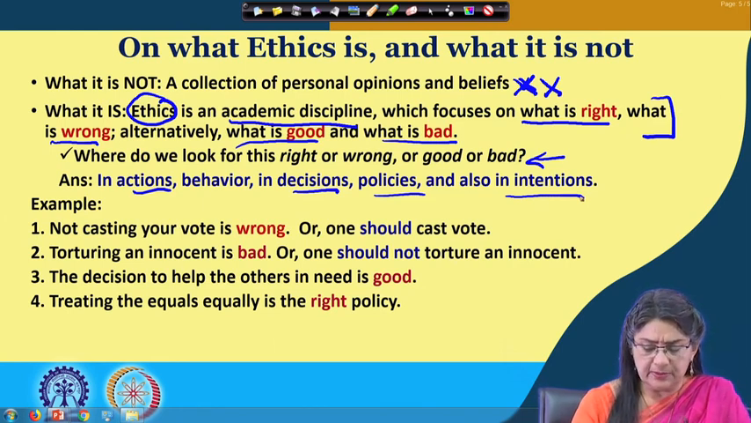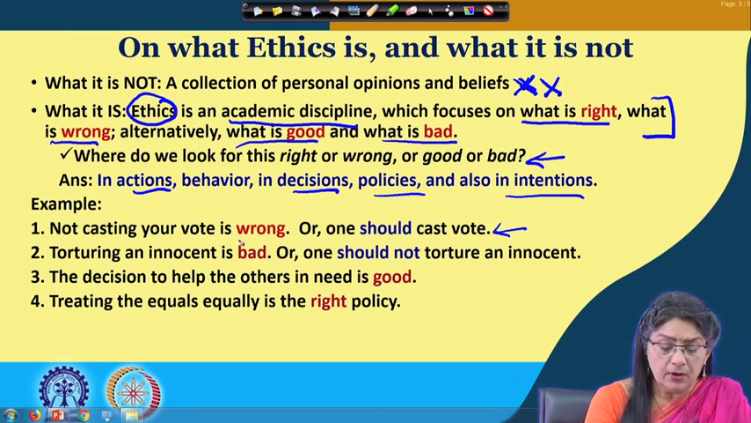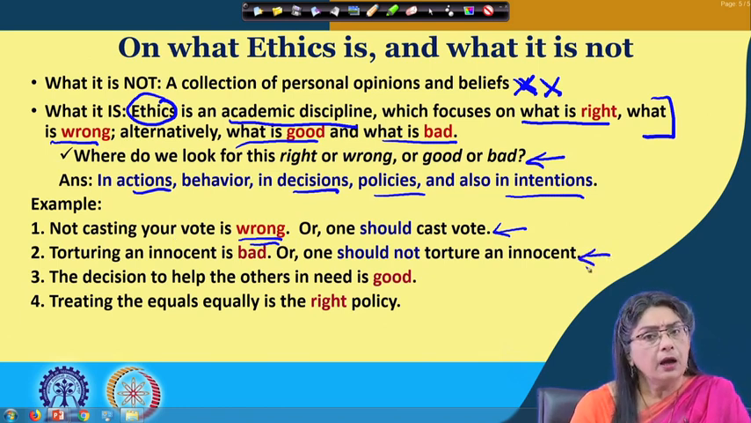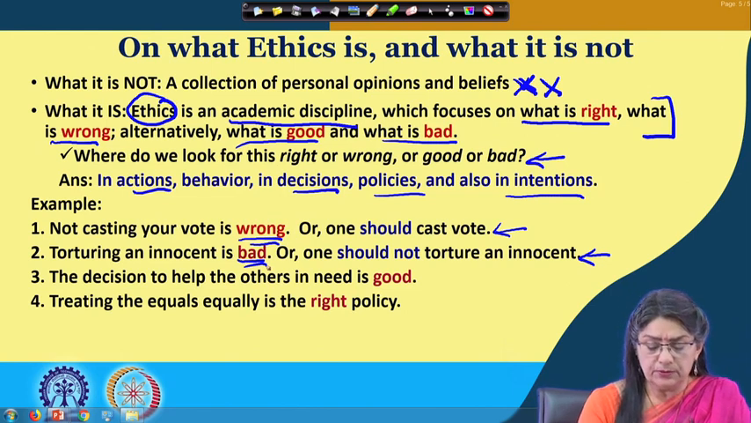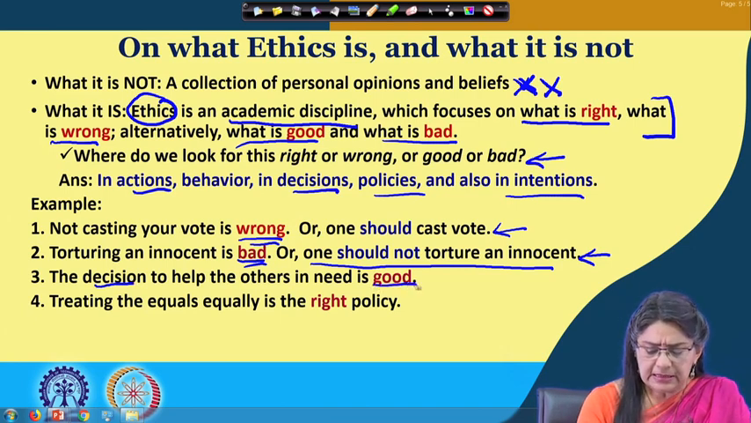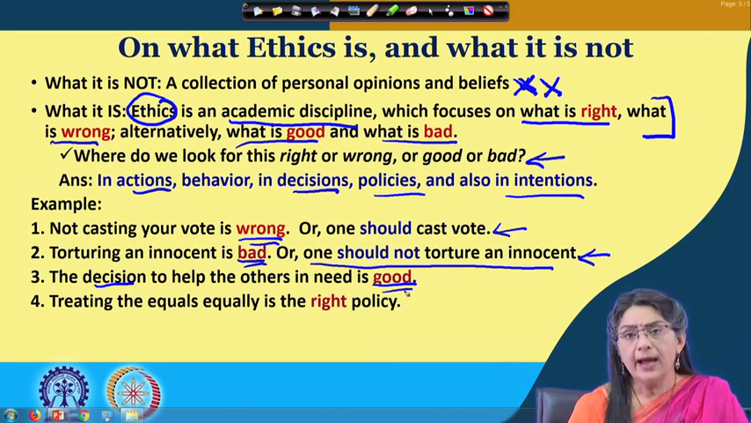For example, not casting your vote is wrong. Election is almost around the corner, so not casting your vote is wrong. We are using this term about a practice, a behavior, which is not casting your vote. Similarly, take a look here that we are commenting on how torturing an innocent is bad. It's bad behavior, bad practice. In other words, one should not torture an innocent. Similarly, if you're looking at decisions, then the decision to help others in need is good. These are the kinds of usages of these concepts that ethics is going to advise us on: where to apply them, why to apply them, and so on.